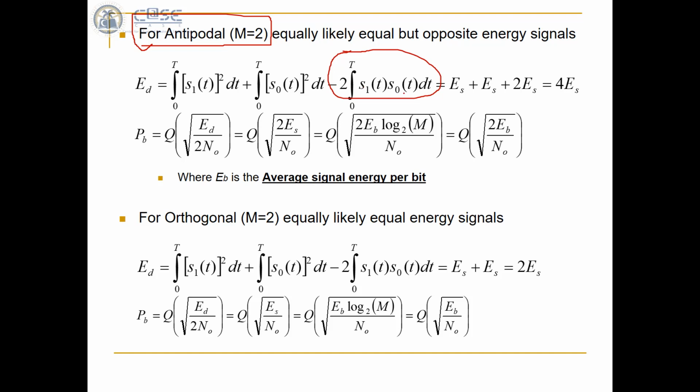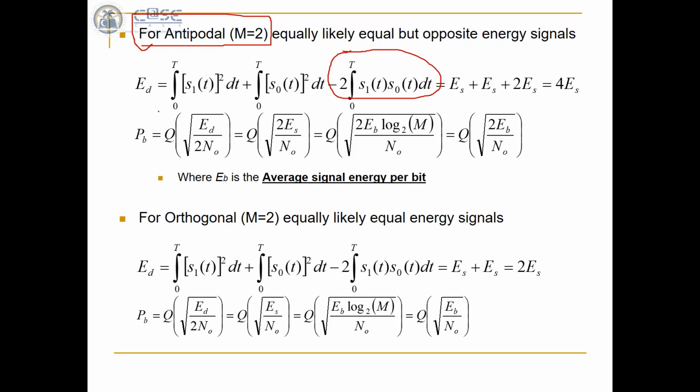Suppose you substitute S0 of t equivalent to minus S1 of t, so negative will become positive, and this will become S1 of t square. And if you integrate S1 of t square, it will give you ES again. So you end up getting 4 times ES as a result when you compute it for antipodal signal classes.